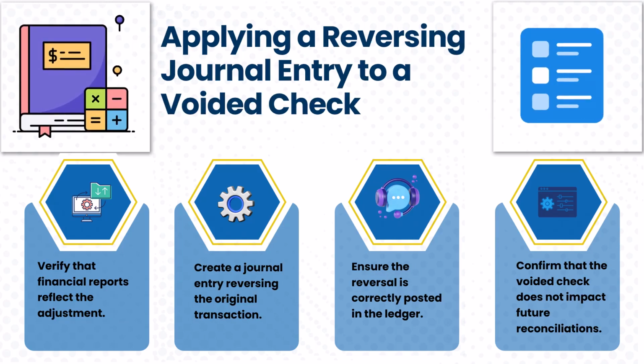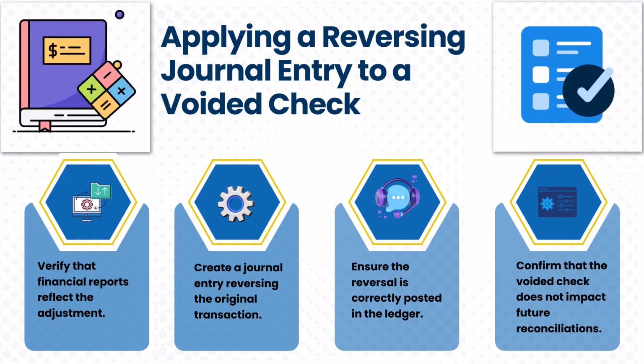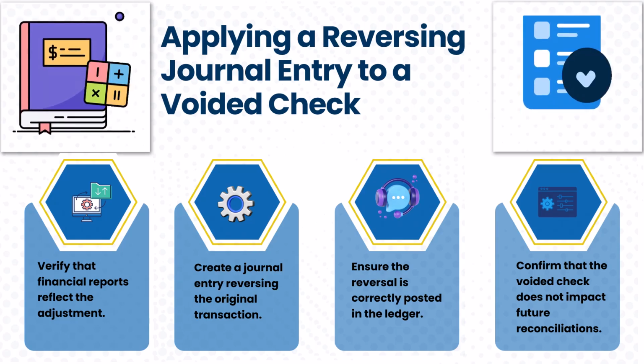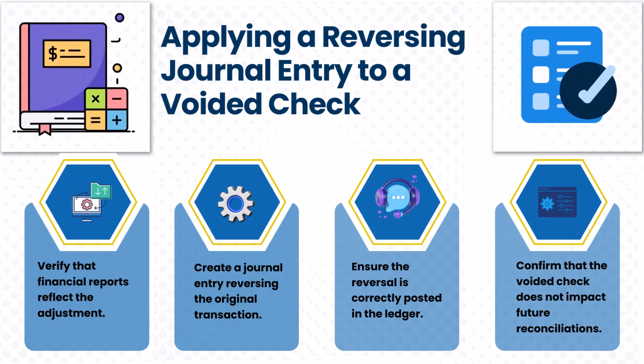Voiding a check isn't just about making it disappear. It's about keeping the books balanced. We start by creating a reversing journal entry, like hitting rewind on a financial transaction. Then, we ensure it's posted correctly, because errors here can be costly. Next, we check financial reports to confirm everything looks good. And finally, we make sure future reconciliations aren't affected. It's all about keeping things smooth, like a well-oiled accounting machine.